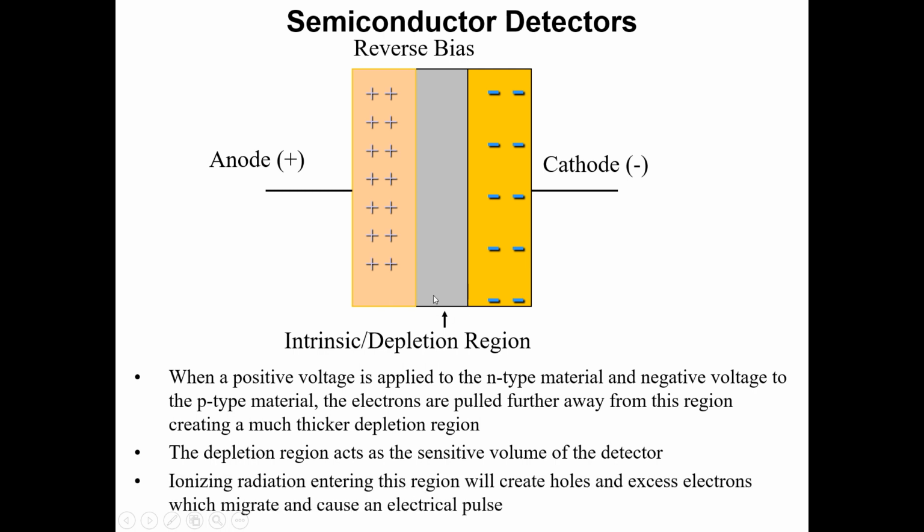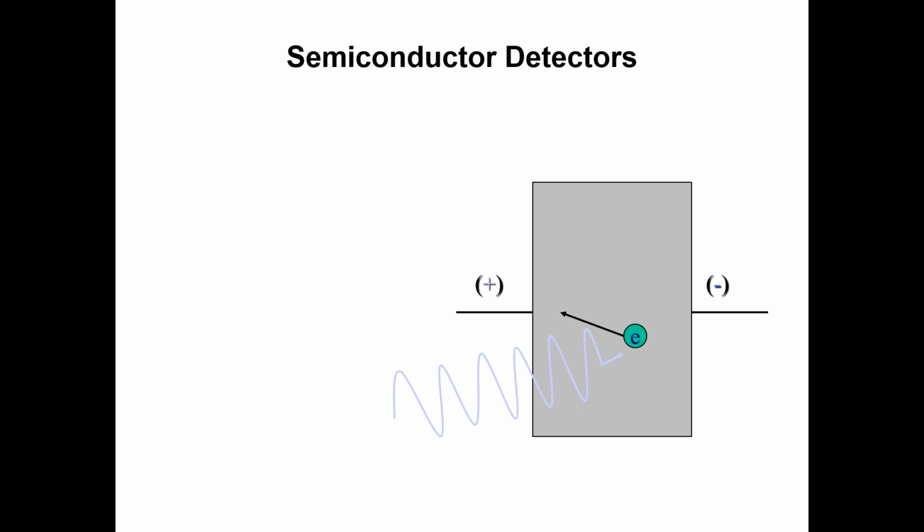When ionizing radiation enters this region, which we call the depletion region, it creates holes and excess electrons. These migrate and cause an electrical pulse. When the ionizing radiation interacts with this region, it produces electron-hole pairs, and these electron-hole pairs then migrate and cause an electrical pulse, and that electrical pulse shows the detection of that particular ionizing radiation.